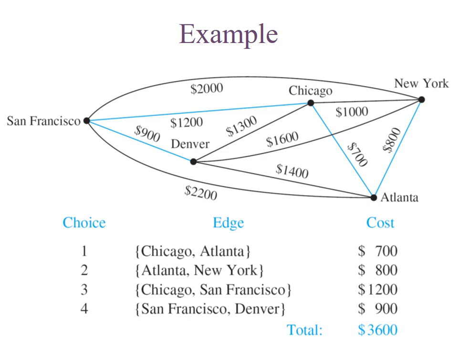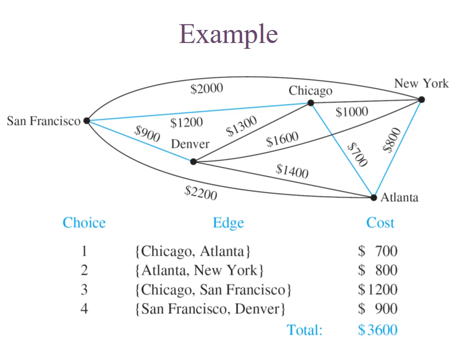From Atlanta, we have 800, we have 1400, and we have 200. From Chicago, we have 1200, 1300, and 1000. So in this case, our minimum choice will be 800. So we include the edge Atlanta to New York in the second step. The cost is 800.